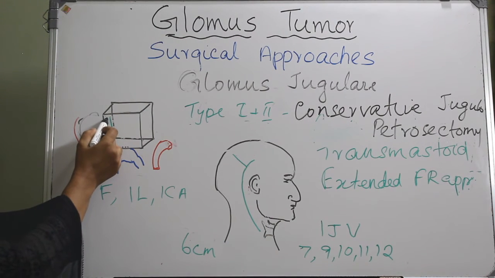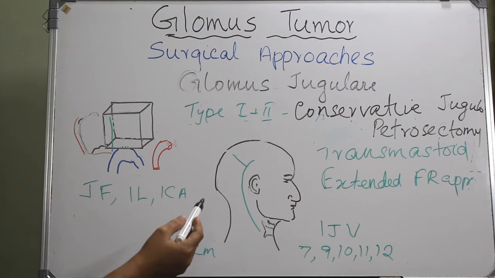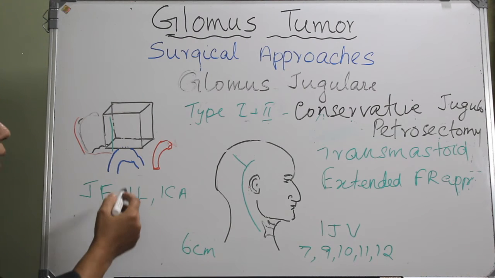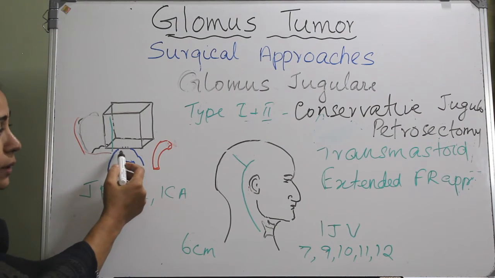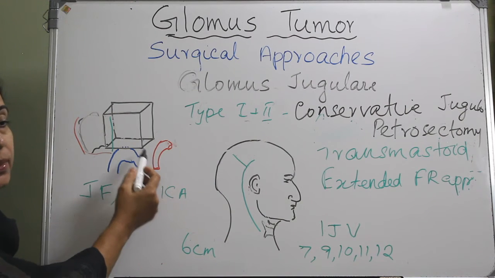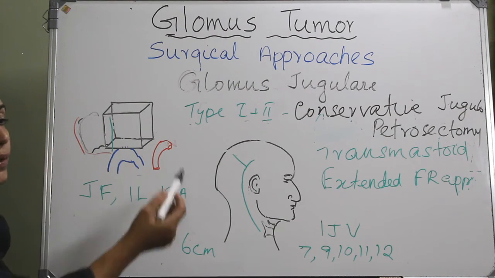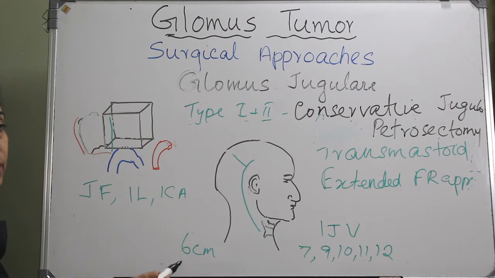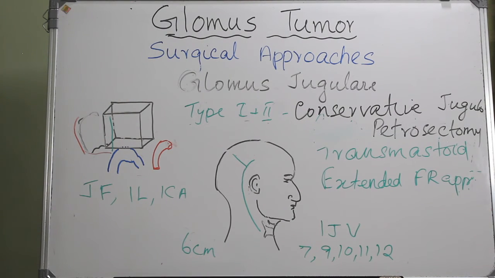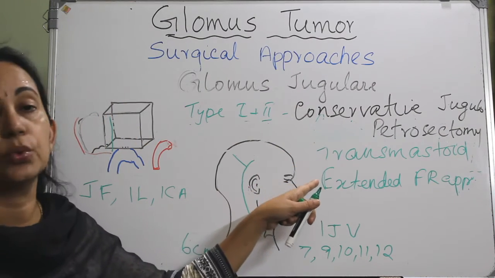Skeletonization of the facial nerve from the second genu up to the stylomastoid foramen. Then an extended facial recess is drilled, and then the inferior wall, anteroinferior wall of the external auditory canal is drilled out to get access to the tympanic segment of the internal carotid artery. And after visualization of the tumor, it is removed from all the areas, especially from the cranial nerves, and then hemostasis and closure, which is called a conservative jugulopetrosectomy.